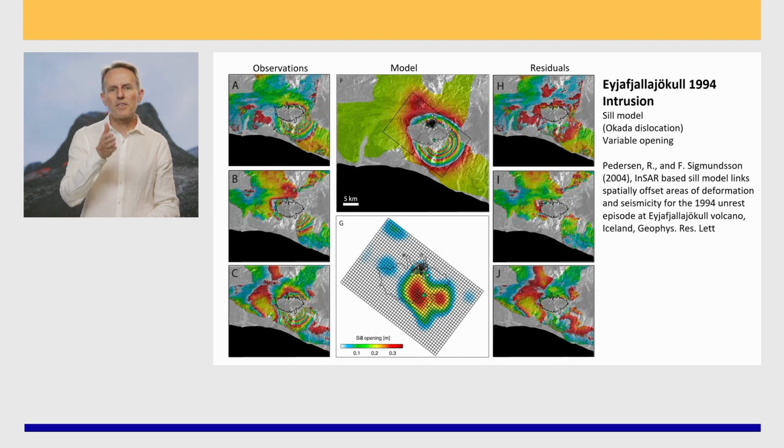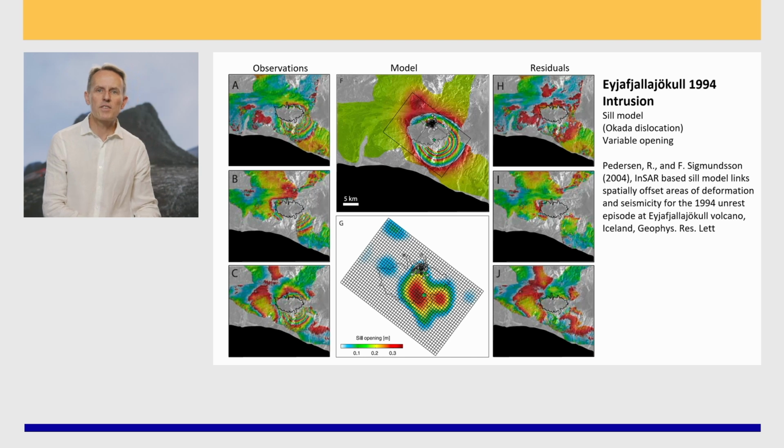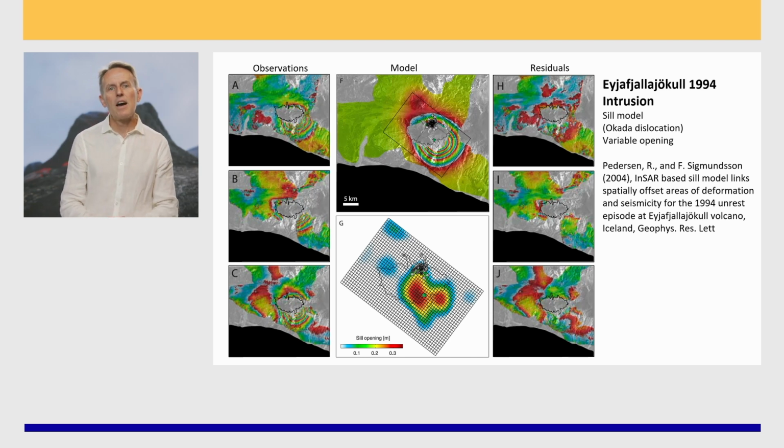The larger panels in the center show predicted displacements of a model using Okada sill's location, and the panel on the right shows the residual interferograms. The residuals are small, so the model can well fit the observations. The fringe pattern has disappeared in the residual interferograms when compared to the observations.